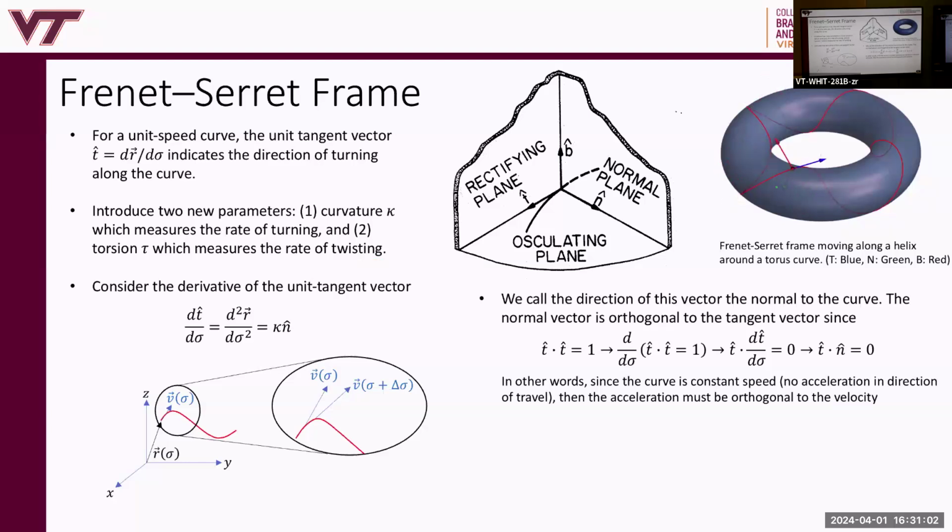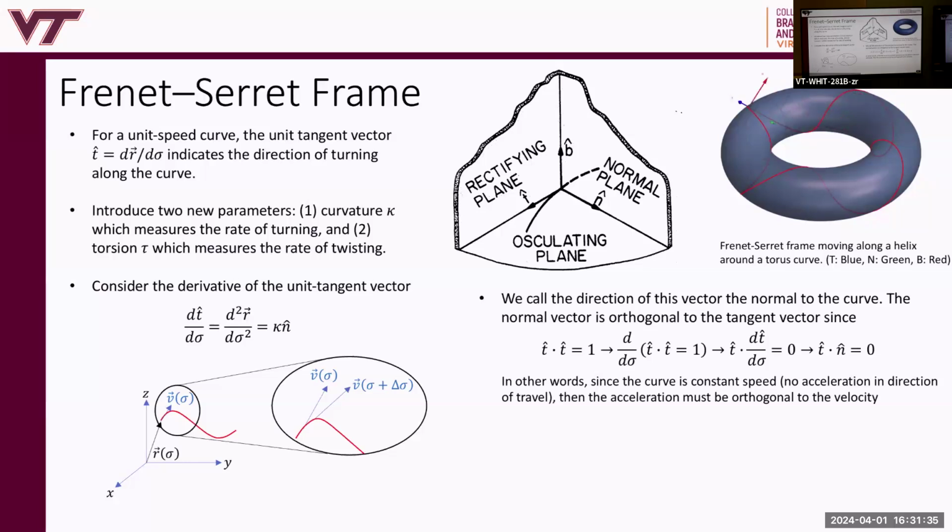So consider the derivative of the unit tangent vector. Here's x, y, z. Here we have a curve shown in red, and we have the parameterization in terms of its arc length, the position vector r of sigma shown there in black. The velocity vector at, say, this point on the curve is this blue vector, v of sigma, and it is shown tangent to the curve, right?